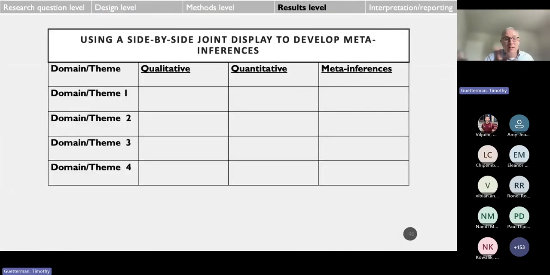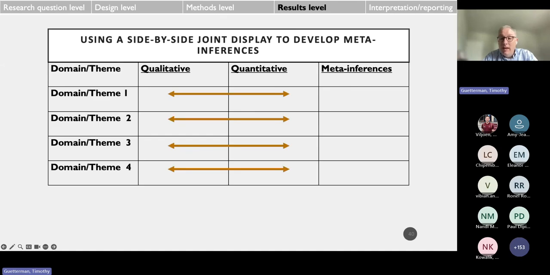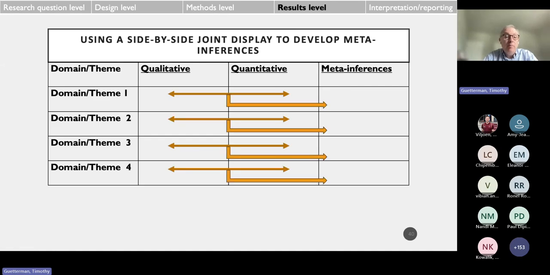So then I have just a template for how you might actually do this, where you have a column for your qualitative results, a column for your quantitative results, and then the meta inferences. It could be organized by domains or by themes, but it's really a process of making a comparison and then using that to develop meta inferences.